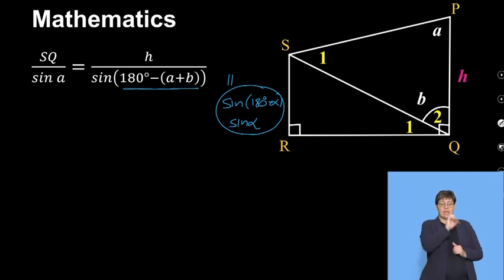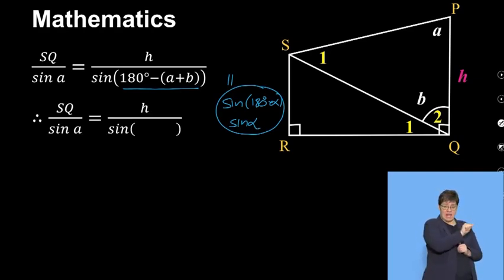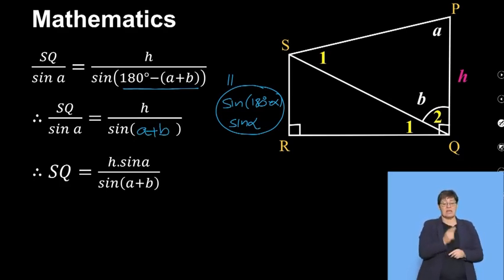And so we're going to end up with SQ over sine A is equal to sine of A plus B. Rearranging this, we multiply throughout by sine A, and it ends up in our numerator on that side. So we've answered the first part of our question, which is SQ.